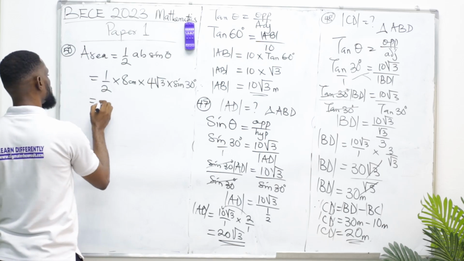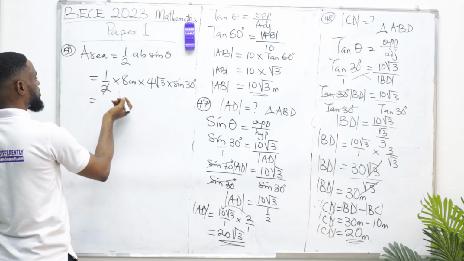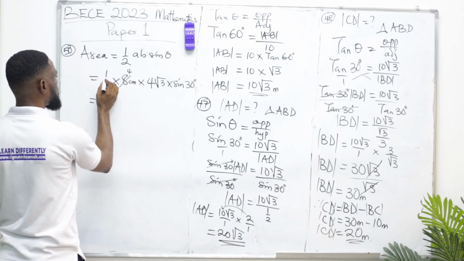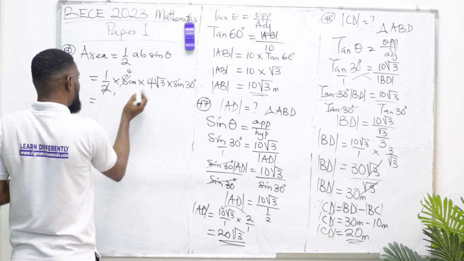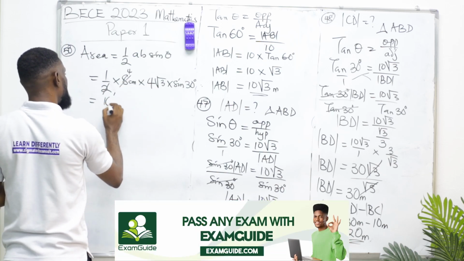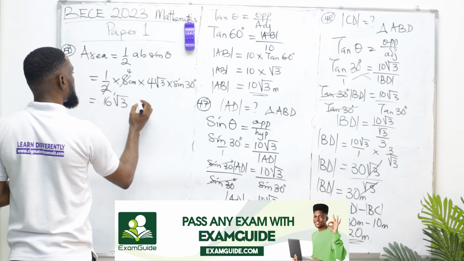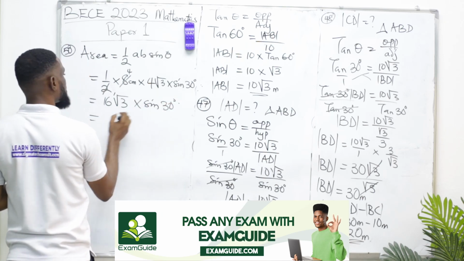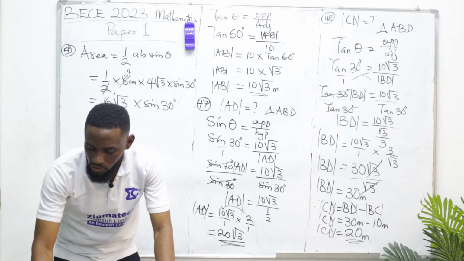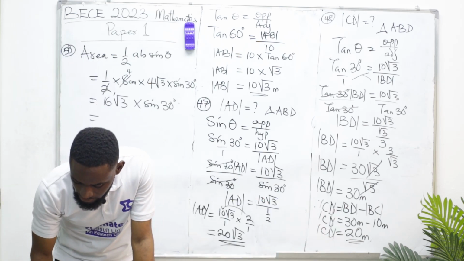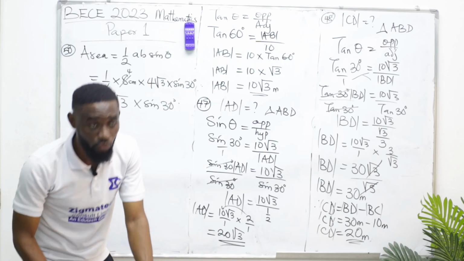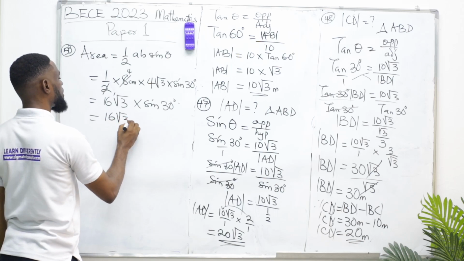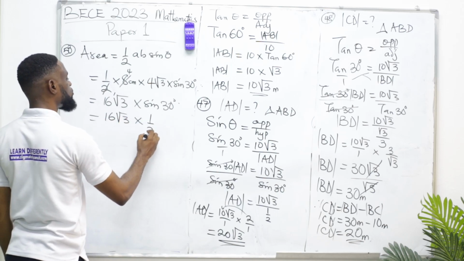Do you get the point? So if we simplify, this here is 1, here is 4. 1 times 4 is 4, 4 times 4 is 16. So this is 16 root 3 times sine 30 degrees. What is our sine 30 degrees? Go to your calculator and do sine 30 degrees. You get 1 over 2. So sine 30 is 1 over 2. So we have 16 root 3 times 1 over 2.